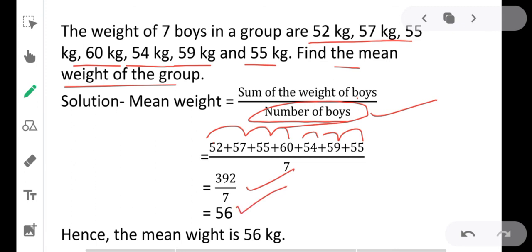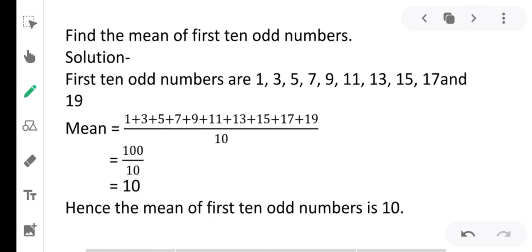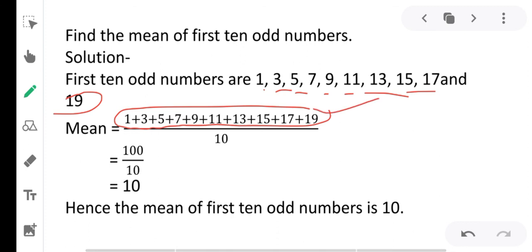Okay, next question. Find the mean of the first 10 odd numbers. The first 10 odd numbers are 1, 3, 5, 7, 9, 11, 13, 15, 17, and 19. Now the mean is equal to the sum of the observations, that is 1 plus 3 plus 5 and so on, by the number of observations. Here we have 10 odd numbers, so divided by 10. So 100 by 10 equal to 10. That is the mean of the first 10 odd numbers.